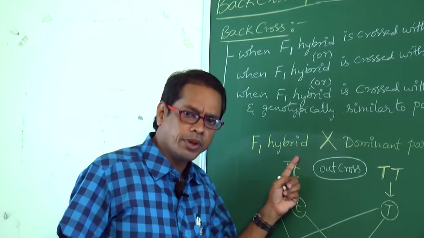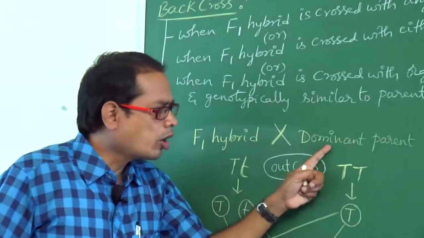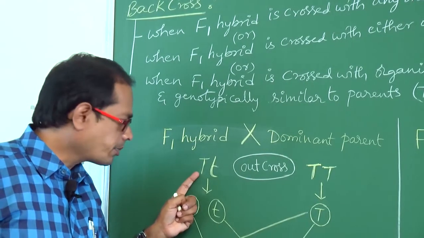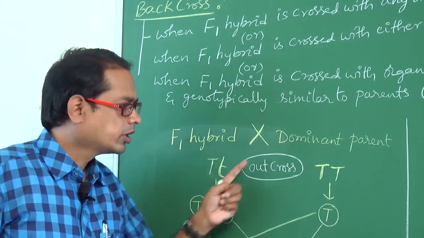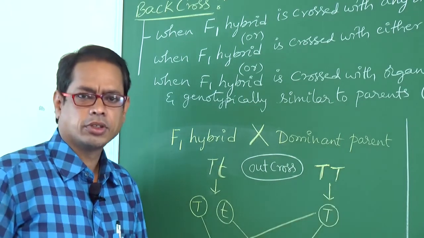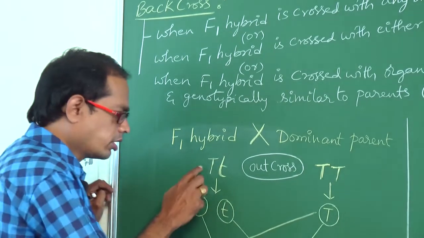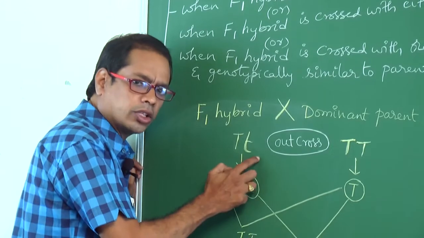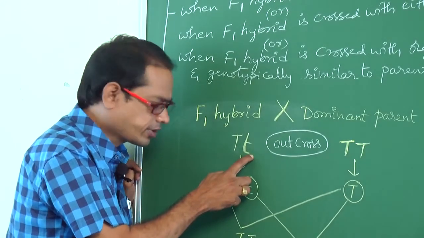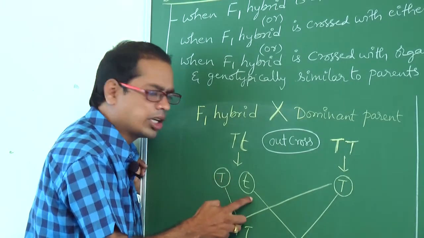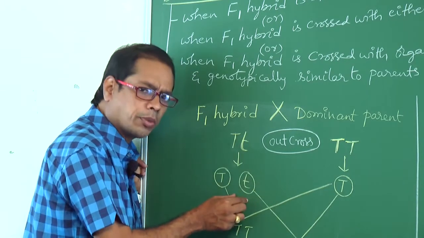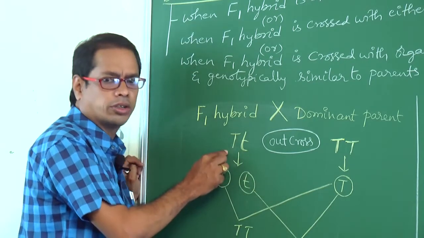This is F1 hybrid. This is called the dominant parent. F1 hybrid means capital T, small t. Dominant parent means capital T. We have to write the gametes. This is the heterozygote. Heterozygote produces how many kinds of gametes? Capital T, small t. Two types of gametes are produced from the heterozygote.